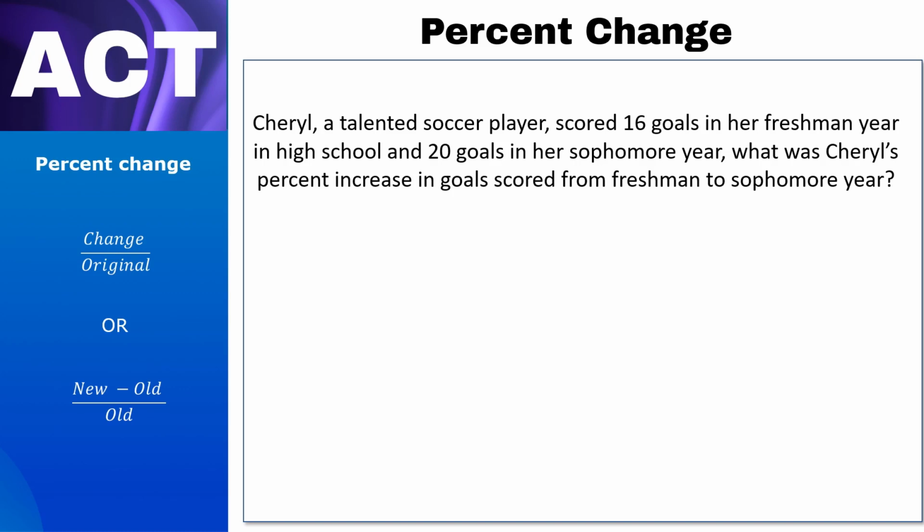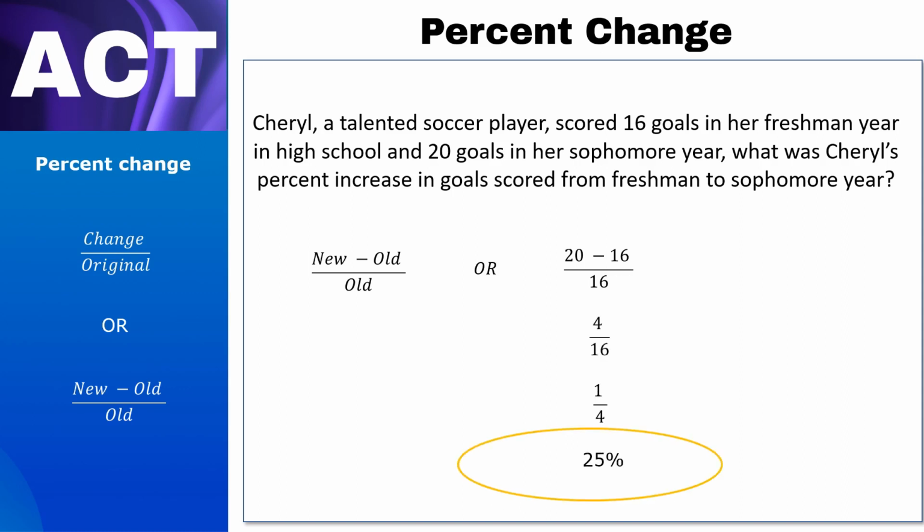Okay, this is obviously a percent increase question, which means it's just going to be new minus old over old. So the new is the number of goals she scored sophomore year, that's 20, and old is the number of goals she scored freshman year, that's 16. So the entire formula is just 20 minus 16 over 16. We do some algebra, we find out that it is 1/4 or a 25% increase.